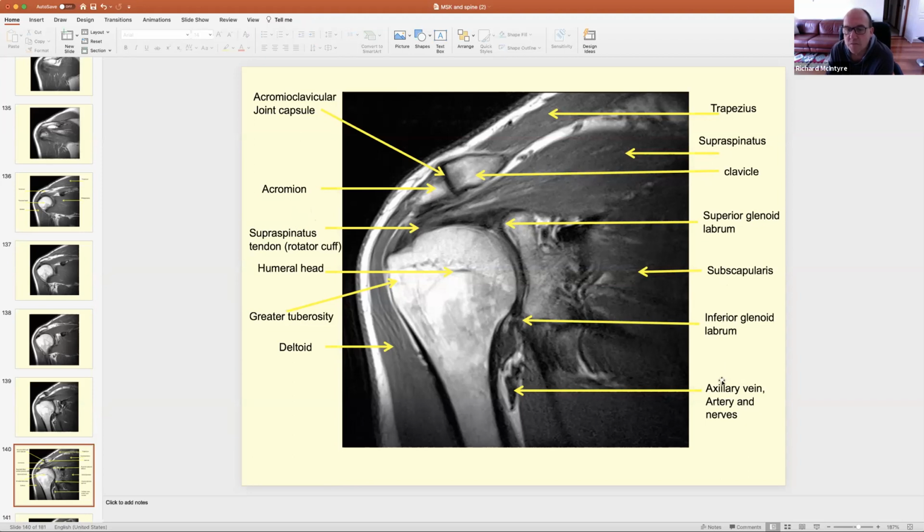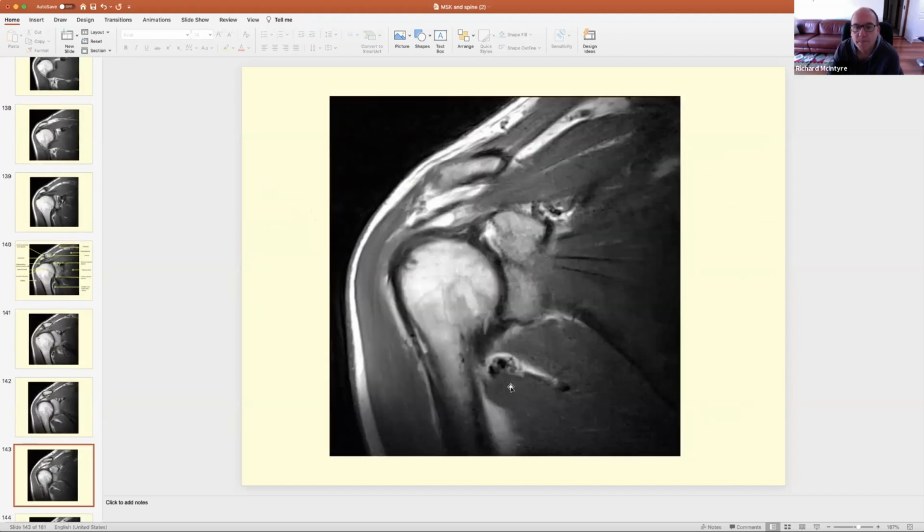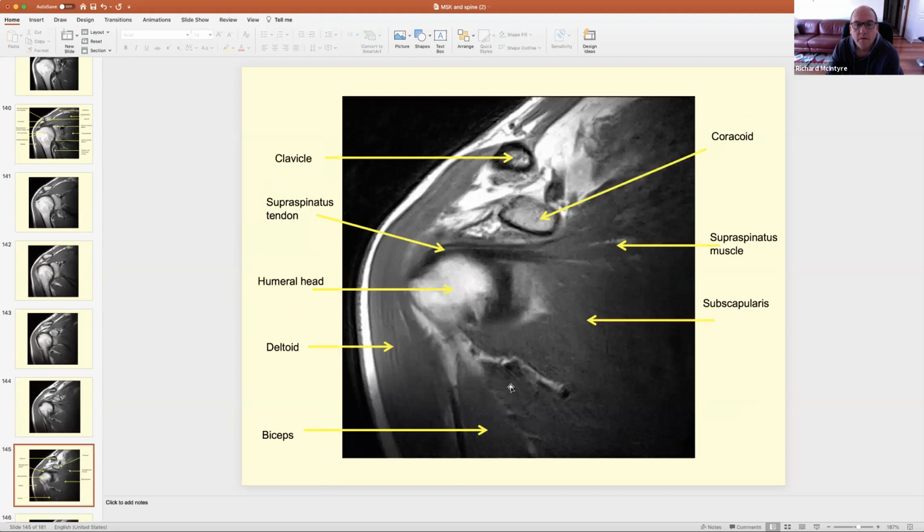Inferior glenoid labrum, and of course we've got the axillary vein, arteries and nerves. So just like we've got a bundle under here, axillary meaning armpit, and we've got a bundle under here under the arms, okay, that goes through the axilla or the armpit. Okay, supraspinatus tendon, supraspinatus muscle, and then of course you've got the coracoid, you've got the clavicle and the humeral head, you've got the other structures there.